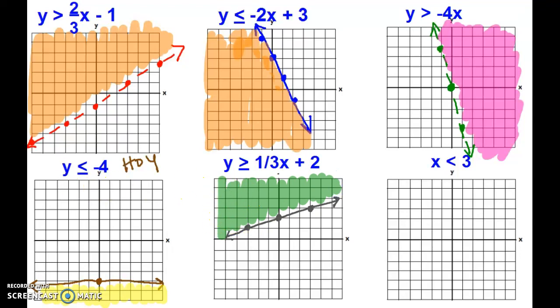And then the little funky one, x is less than 3. Well, this is a VUX, a vertical line with undefined slope, where x crosses the x-axis at 3. Here we have x less than 3. This is going to be a dashed line. And again, where is x less than 3? Well, x is less than 3 over here.